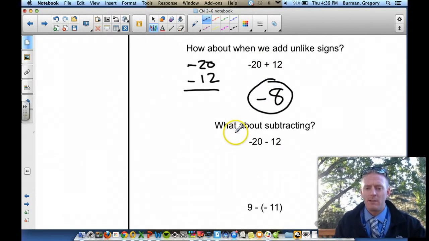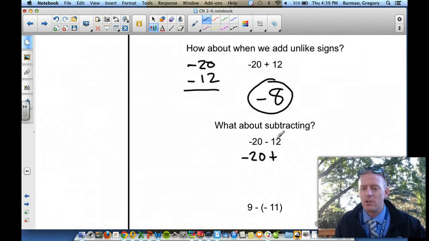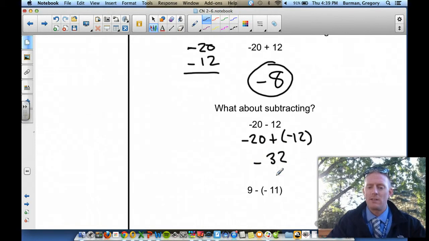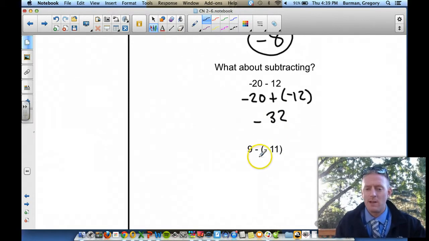When we subtract, the situation is exactly the same, except we do our keep, change, change. So we keep the first number, change the minus sign to a plus sign, and change the 12 to a negative 12. Now, because those numbers are both the same sign, using our addition rules, we just add them up and keep the sign. Now, if we by chance get into a situation where there are two negatives right next to each other, like 9 minus a negative 11, a minus turns into a plus. So now we have 9 plus 11, which is, of course, 20.